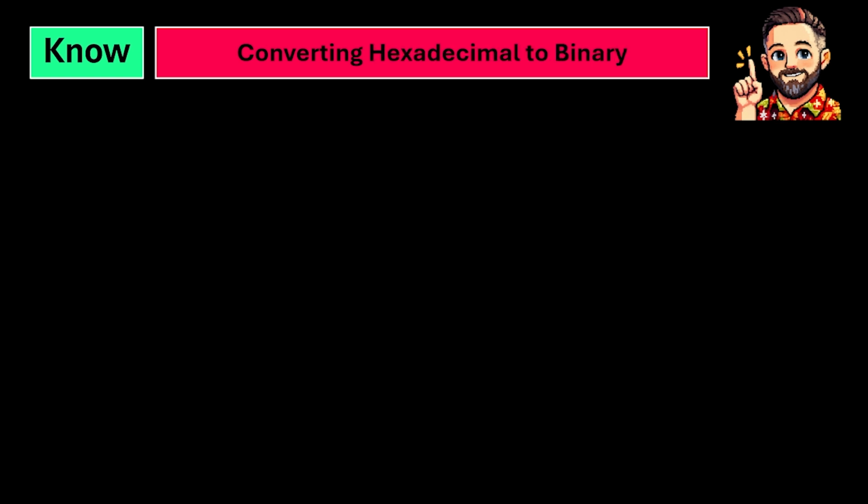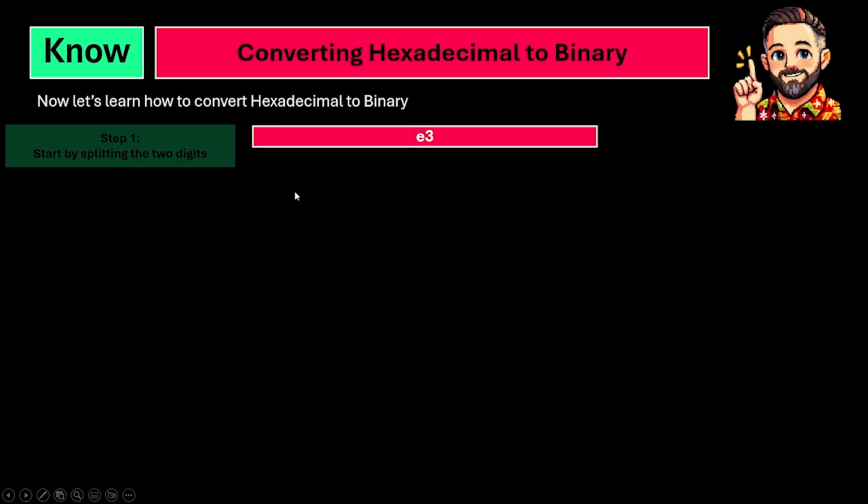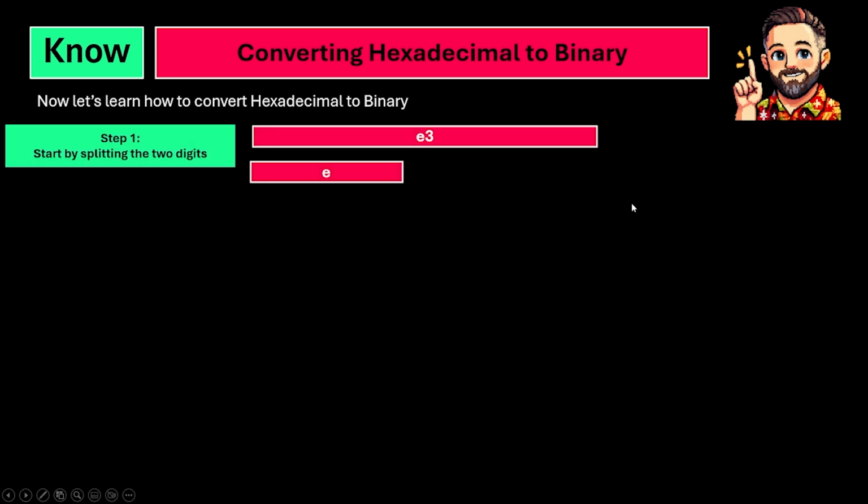Okay, so welcome back, and this time we're now going to convert hexadecimal to binary. So we're going to start with the hex code value E3, and we're going to convert that back into binary. So we're going to start by splitting the two digits, E and 3. I'm going to start with E, and I'm going to come back to 3 later.